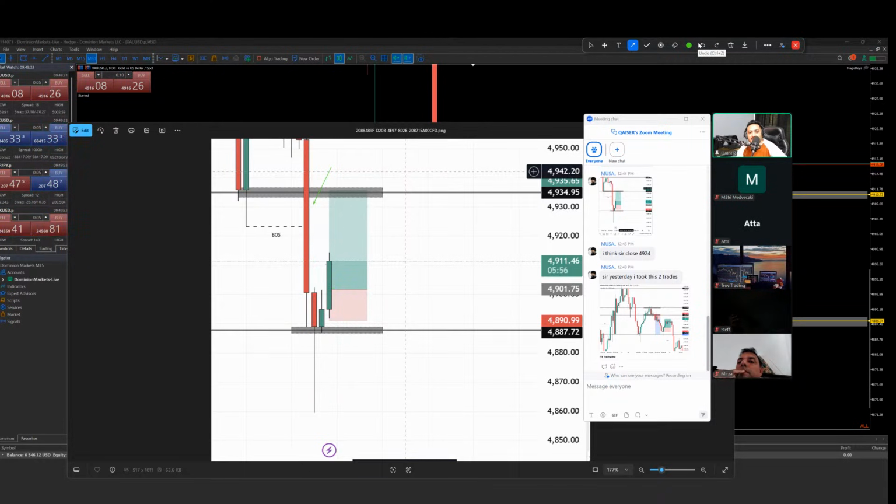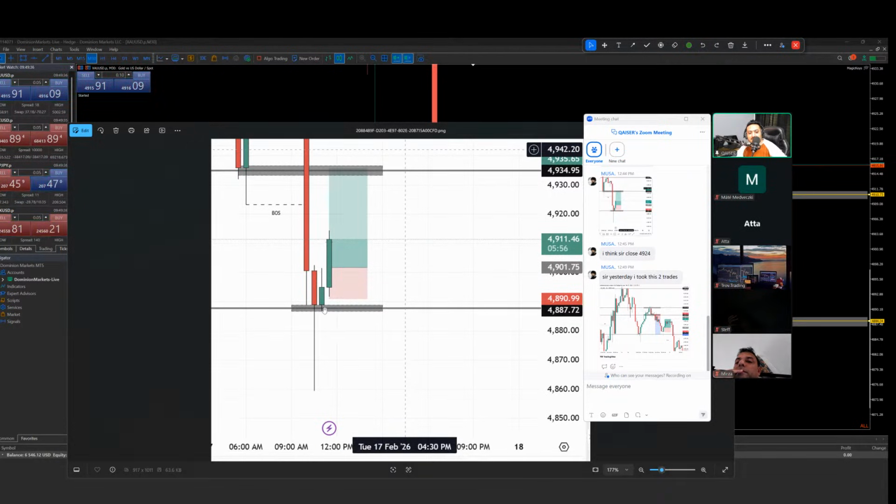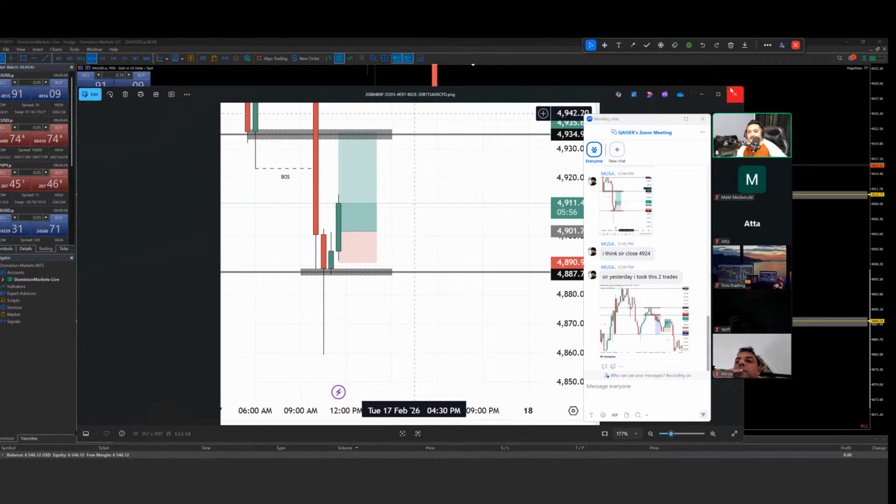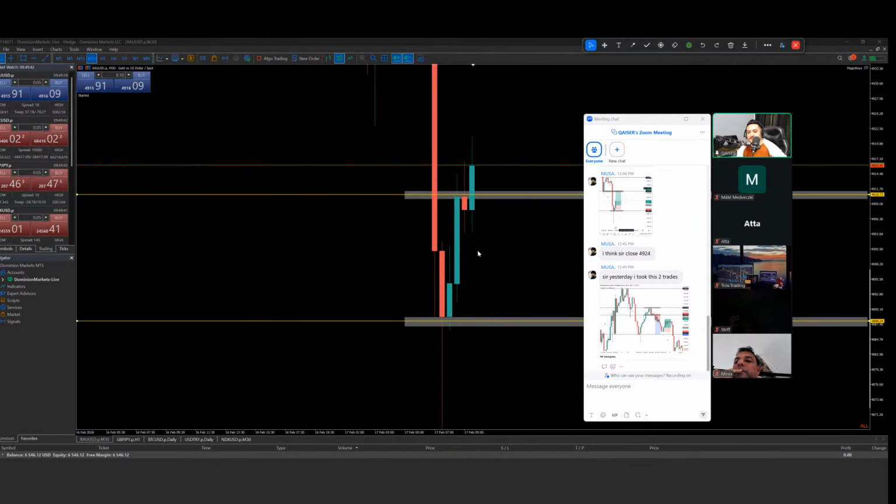If you had a plan to take a buy and you got support after the long rejection wick, small body, so yeah, makes sense.